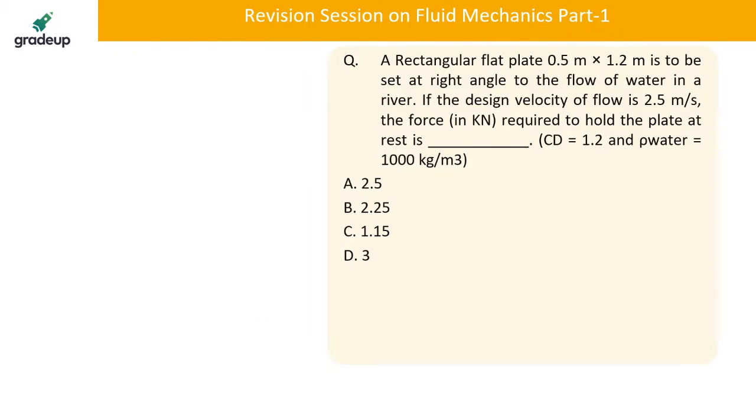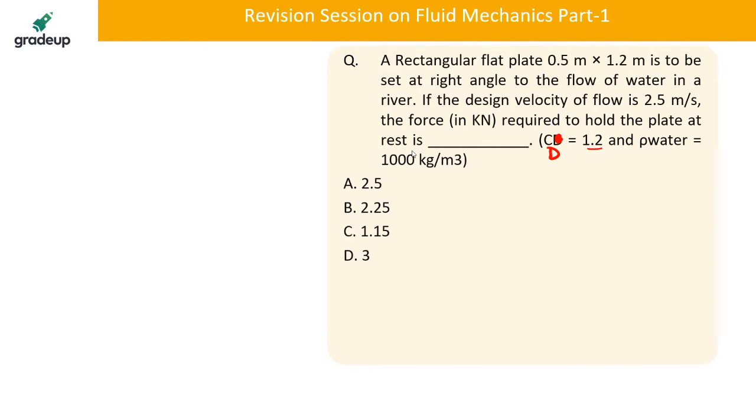Next question: a rectangular flat plate 0.5 × 1.2 meter is to be set at right angle to the flow of water in a river. If the design velocity of the flow is 2.5 meter per second, then the force in kilonewton required to hold the plate at rest is... This is the drag coefficient. Drag coefficient is equal to 1.2 and density is equal to 1000.